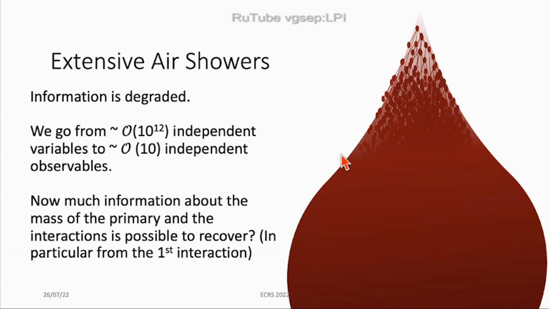This is a cartoon picture of an extensive air shower, where we have the first interaction, and then a multiplicative process which reaches up to 10 to the 12, 10 to the 13 particles and interactions. I'm thinking about a shower of 10 to the 19 eV, well above the ultra-high energy regime. So we go from an ensemble of information of the order of 10 to the 12 independent variables to at most perhaps 10 independent observables. This is what we can learn from extensive air showers.